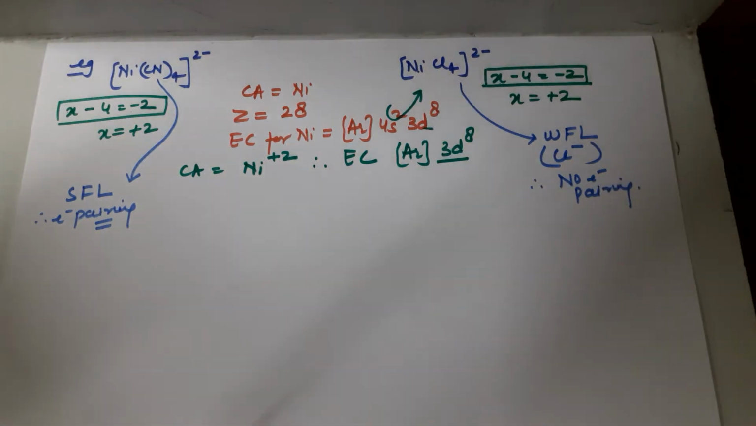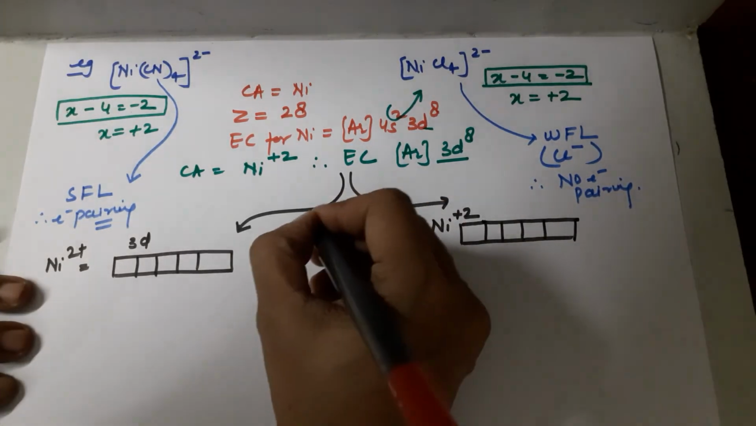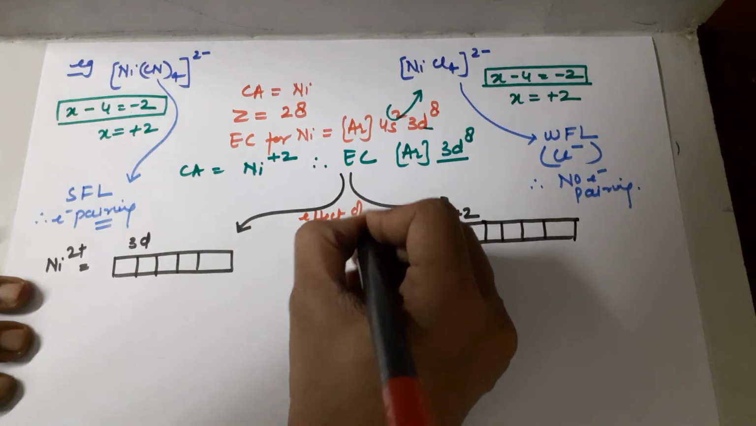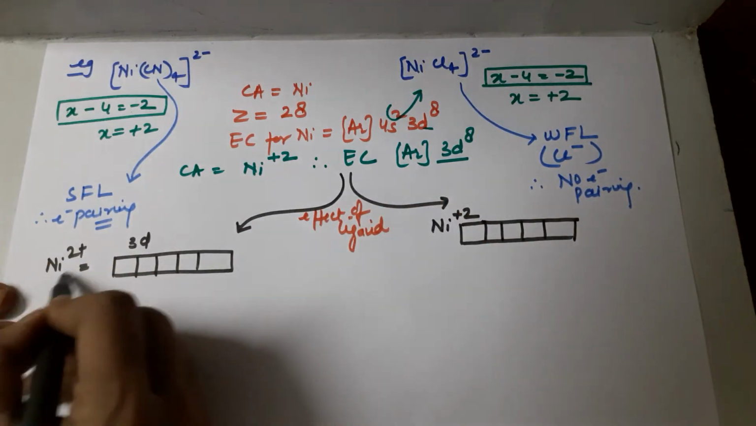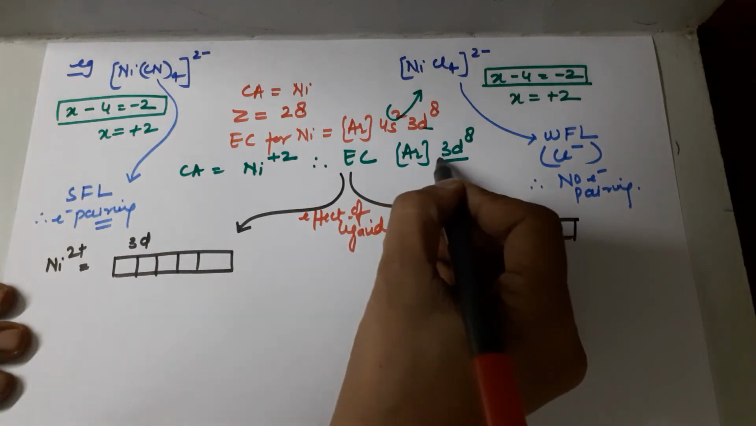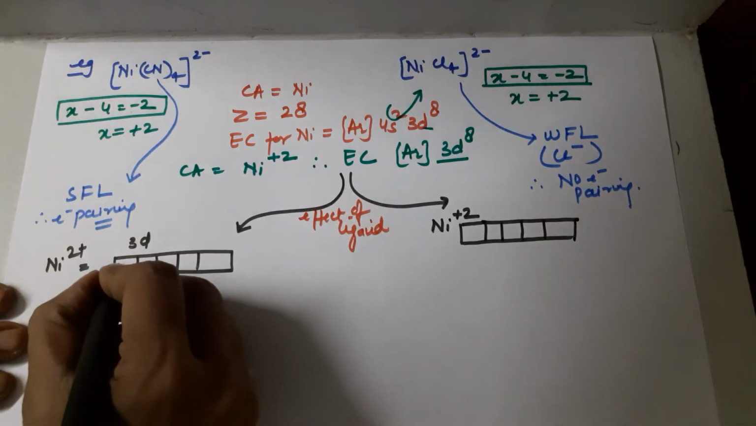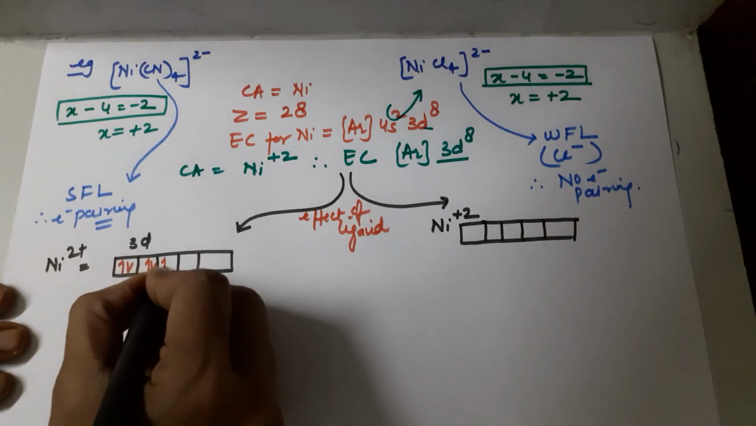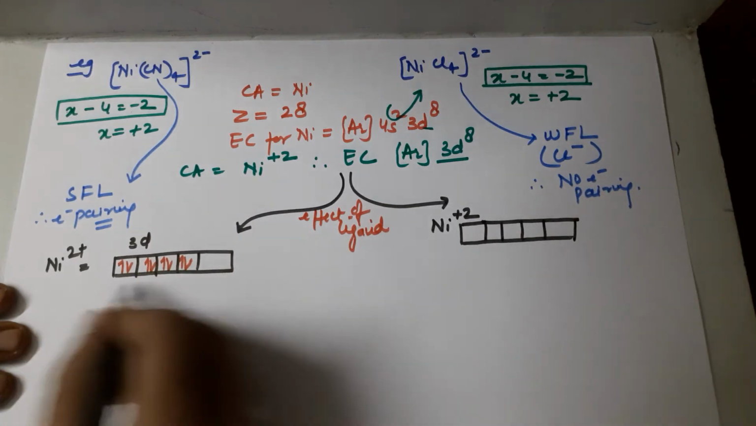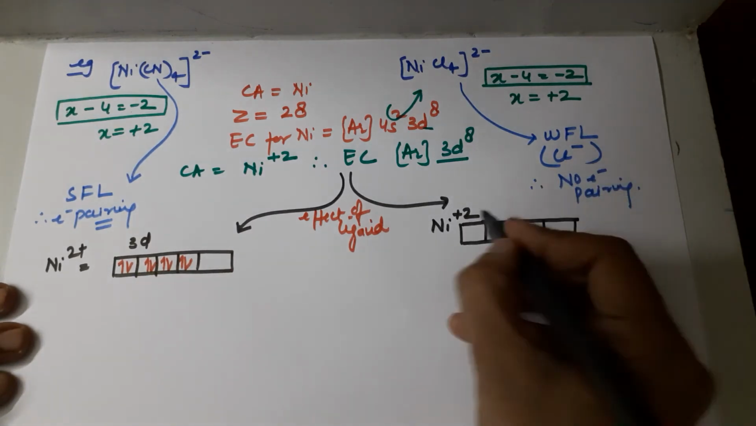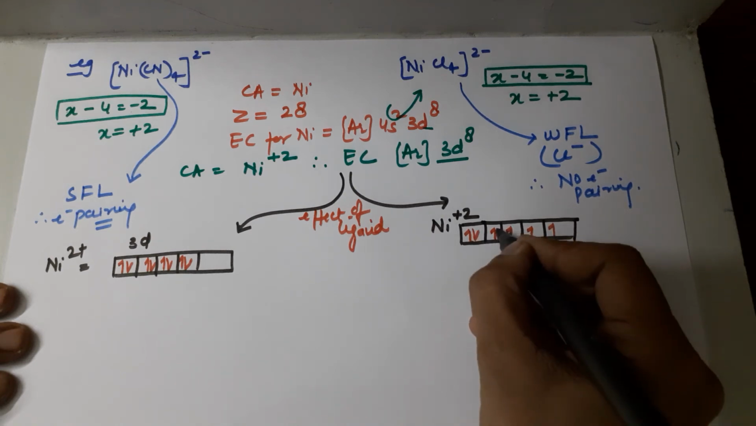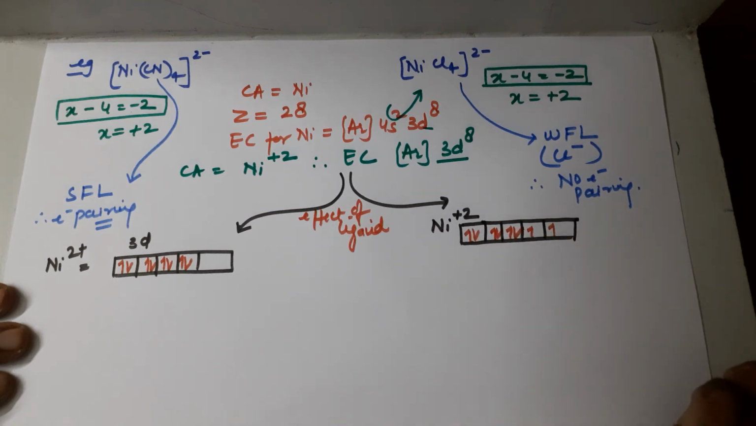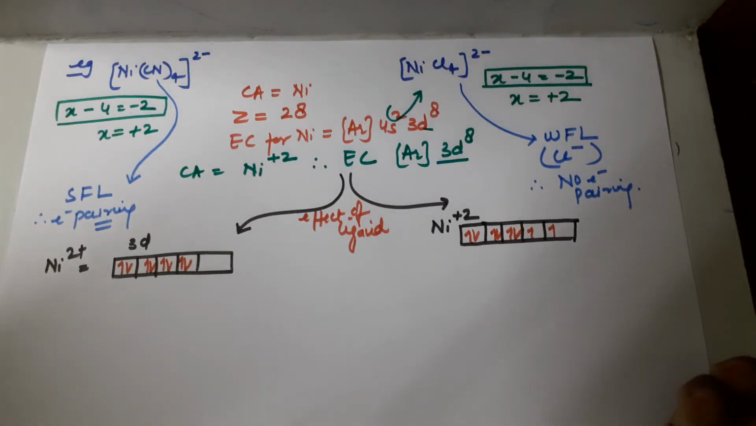Now, let's see what I would do. Let's observe the effect of the ligand in both the cases. You have nickel 2 positive, 3d is 8, and this is a strong ligand. So your electrons will be paired up like this. While in this case, this is a weak ligand, so no pairing. So you will write your 8 electrons like this. Is that fine? Now, moving on further.